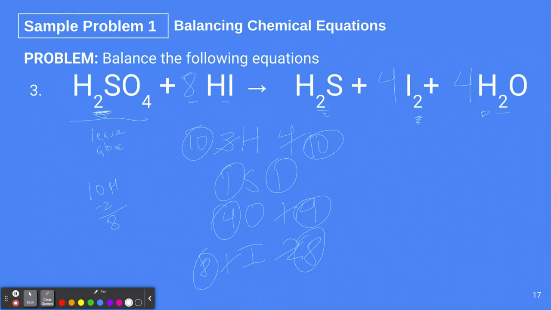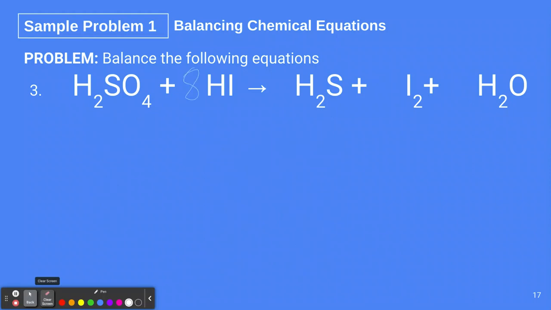I will again clear the screen here and give us the final totals just to check again. So we had 8, 4, and 4. Let's go through and count them again. Hydrogen, sulfur, oxygen, and iodine. My hydrogen, I get 2 here. I get 8 there. So 10. Sulfur, I have 1. Oxygen, I have 4. Iodine, I have 8.